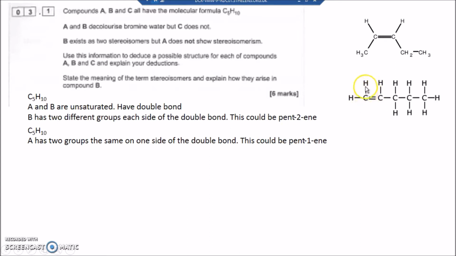The carbon to the left of the double bond, yes indeed, does have two hydrogens, two groups that are the same, so it's not going to show stereoisomerism, it's not going to show geometrical isomerism, even though it will decolorise bromine water because it's got a double bond.